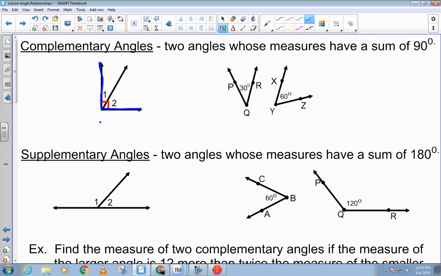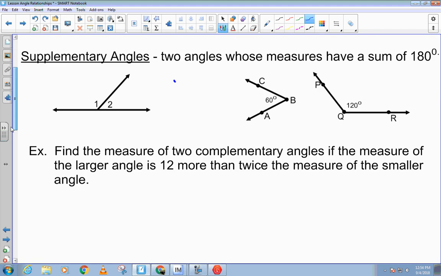Or again, they can be just two random angles. A 30-degree angle on one side of the page, a 60-degree angle on the other side of the page, and they add together to equal 90. That means they're complementary. Okay, so complementary adds together to equal 90. Supplementary adds together to equal 180.